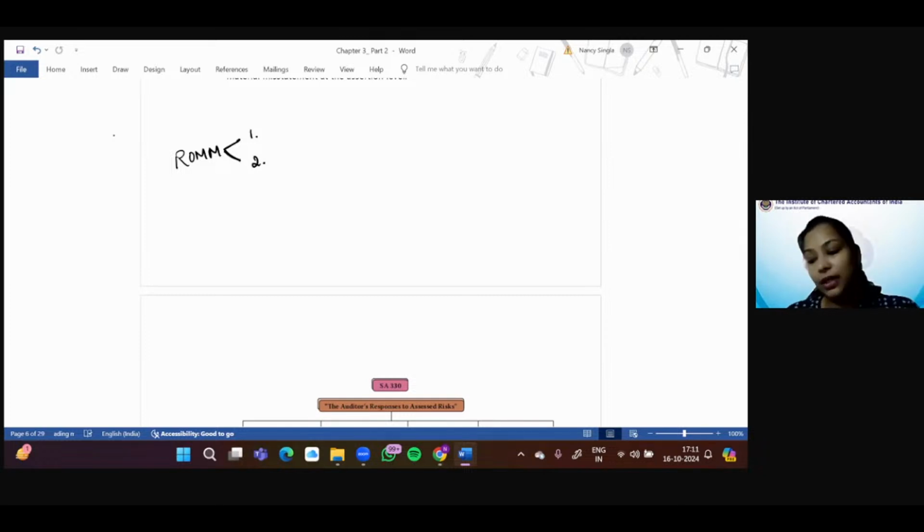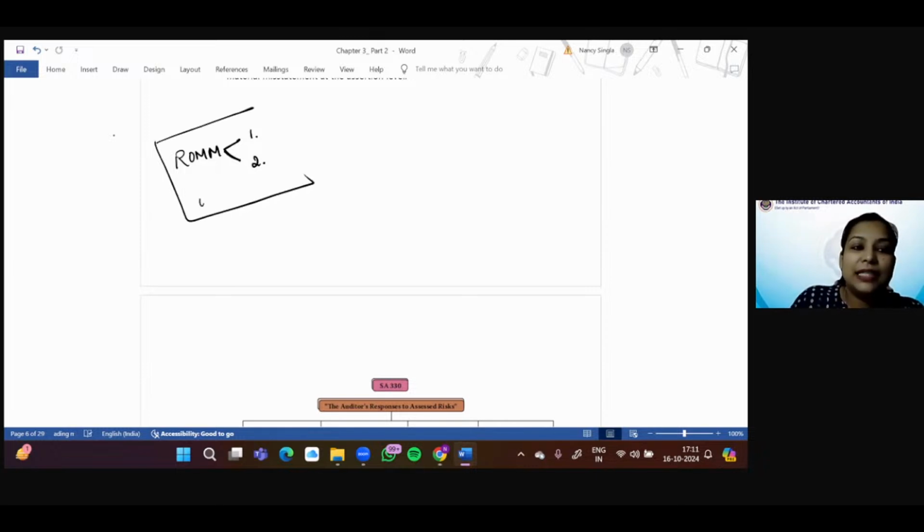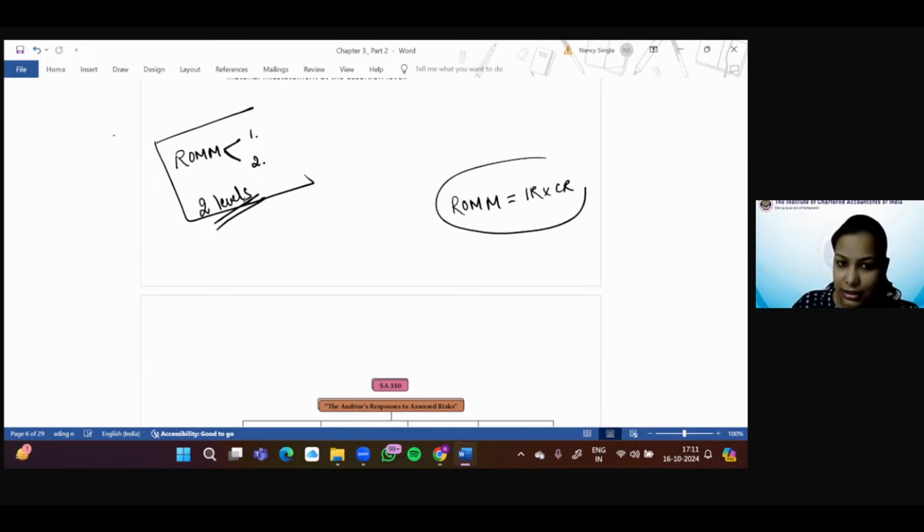Swati, you are correct. Others, please listen to the question. I've said that risk of material misstatement exists at two levels. What are those two levels? Swati, you are correct. Sukaina, you are also correct. Others, please check your answers. I'm not asking what are the components of risk of material misstatement, which are inherent risk and control risk. I'm not asking this. Yes, Om, now you are correct.